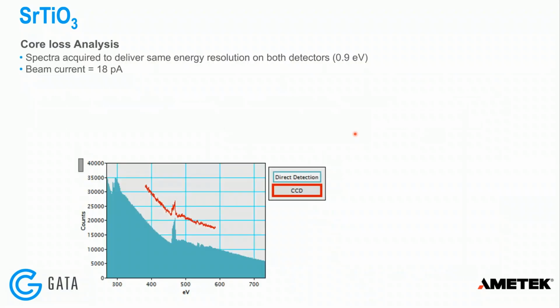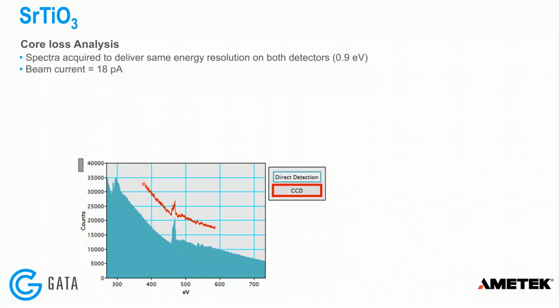Okay, so we'll look at the same sample in a different way. Here, the microscope and the spectrometer have been set up to deliver the same energy resolution on both detectors, set up for 0.9 eV. This was done at fairly low beam current, 18 picoamps. Straight away, if we look at the difference between the two spectra, the solid teal is the direct detector, the red is the indirect.